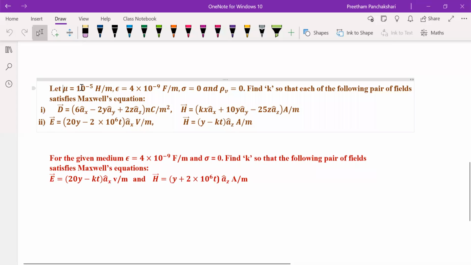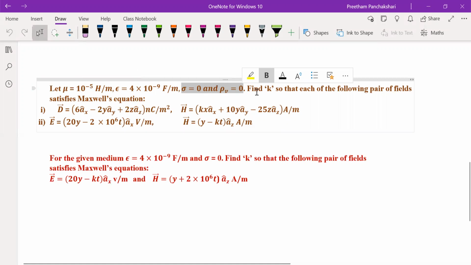Mu is given, epsilon is given. So carefully observe here. This is not mu r or epsilon r. It's complete mu and complete epsilon. Sigma is 0, that means the medium is a perfect dielectric insulator. Rho v is 0. So these two conditions indicate that the medium is a perfect insulator.